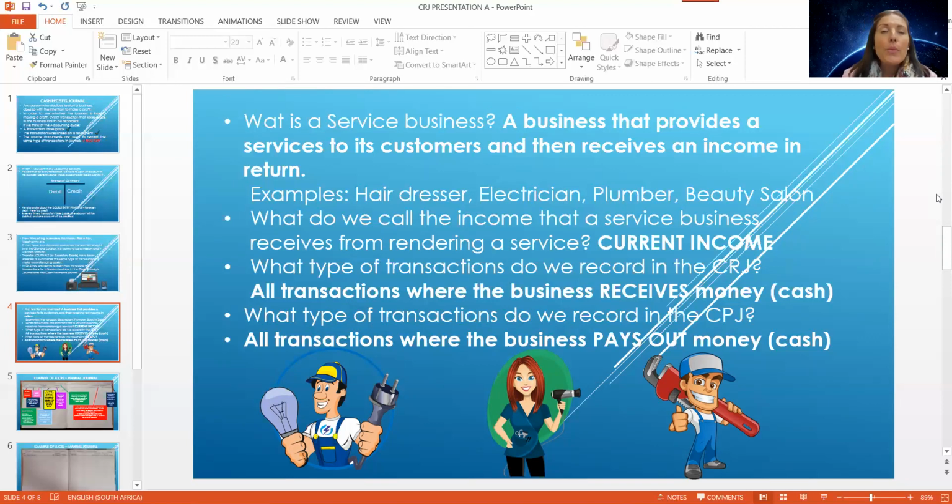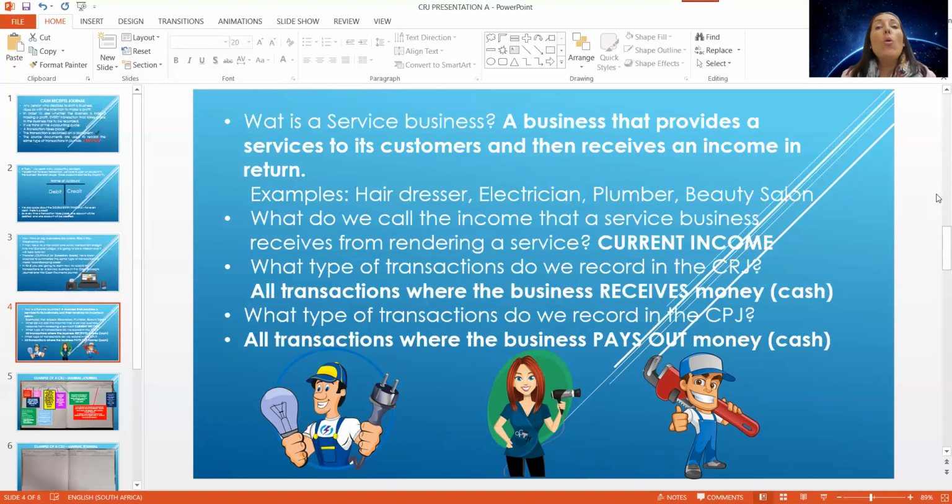In grade 9, we're going to look at trading businesses or retail businesses where we're actually buying stock and then selling it to our customers. So that's coming next year. Now, some examples, and you can think of many others, of service businesses include hairdressers, electricians, plumbers, beauty salons, and so on.